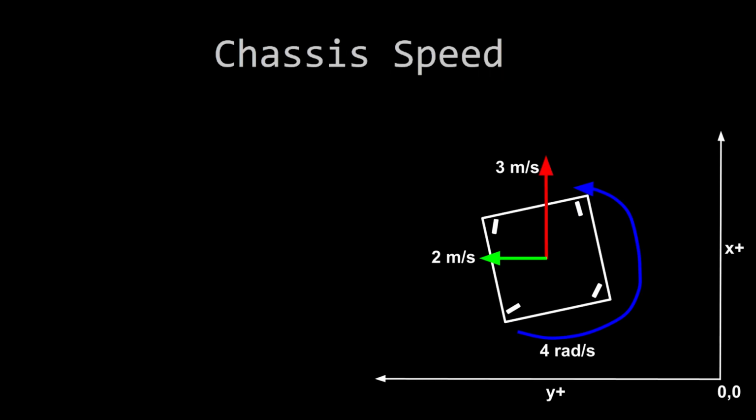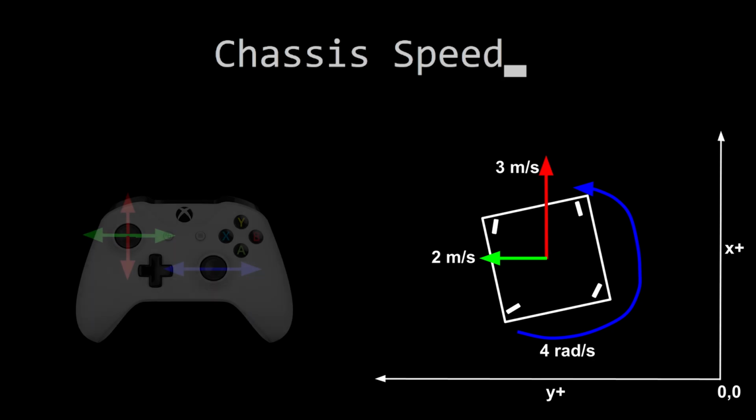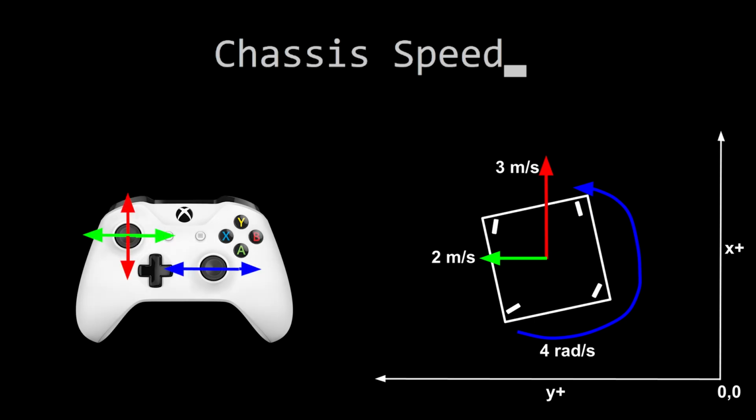Chassis speed is how fast the entire chassis of our robot is moving in the 2D plane. It has an X, Y, and Z rotation component. We create chassis speed objects to declare how we want the robot to move based on our joystick inputs. The left joystick will map to the X and Y component of the chassis speed, and the right joystick will map to the rotation component.